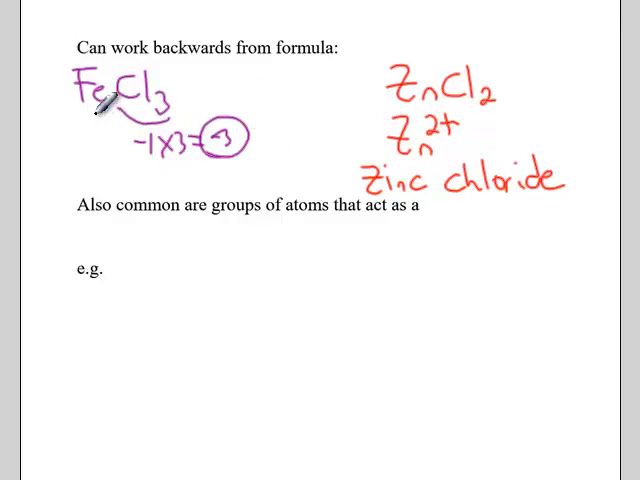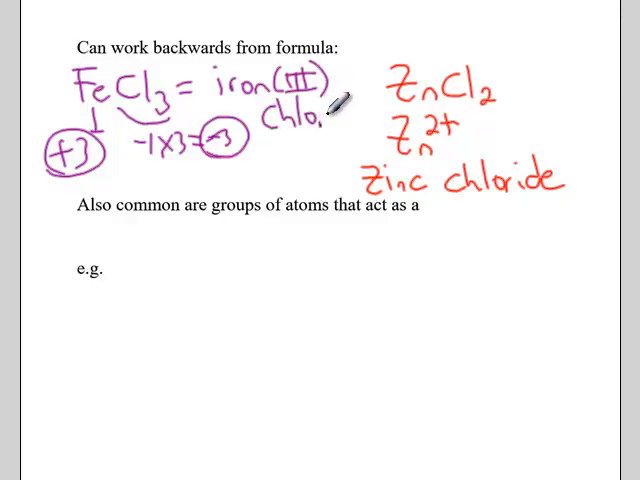so the iron had to be the +3 version. That's the only way we can get +3 plus -3. That's the only way we can get a neutral compound. So FeCl3 is not iron chloride, it's iron, parentheses, Roman numeral 3, then chloride.